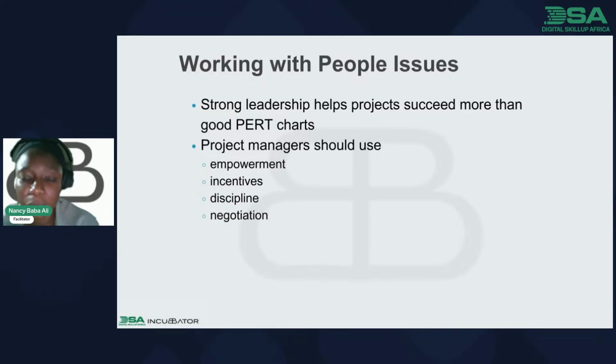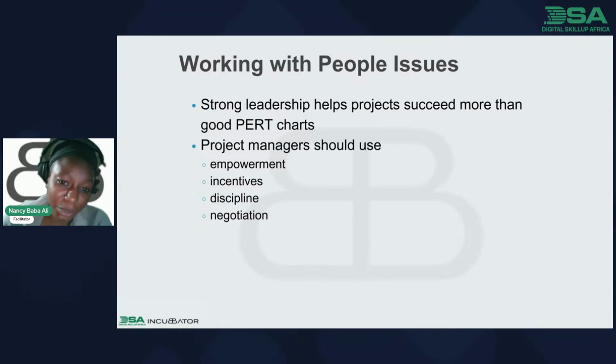So, working with people issues. Strong leadership helps projects succeed more than good Gantt charts. Project managers should use empowerment, incentives, discipline, and negotiations. So, most of the time, I'm sure for persons that have worked with a project manager or have worked on any project before, they would know this. We did this, but it was in the last class.